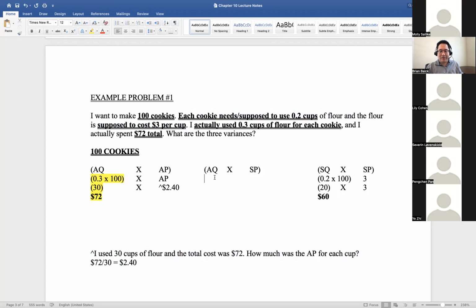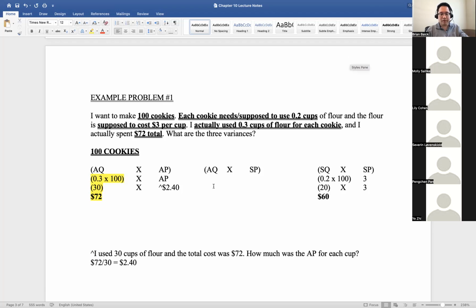And then the middle part you can always do last, because the middle part we can just use the numbers from before. Actual quantity was 30, right? So 30 times standard price. Standard price is 3. So in the middle, we have 90, right? 30 times 3 is 90. Anybody have any questions on how I got these numbers? Any questions?